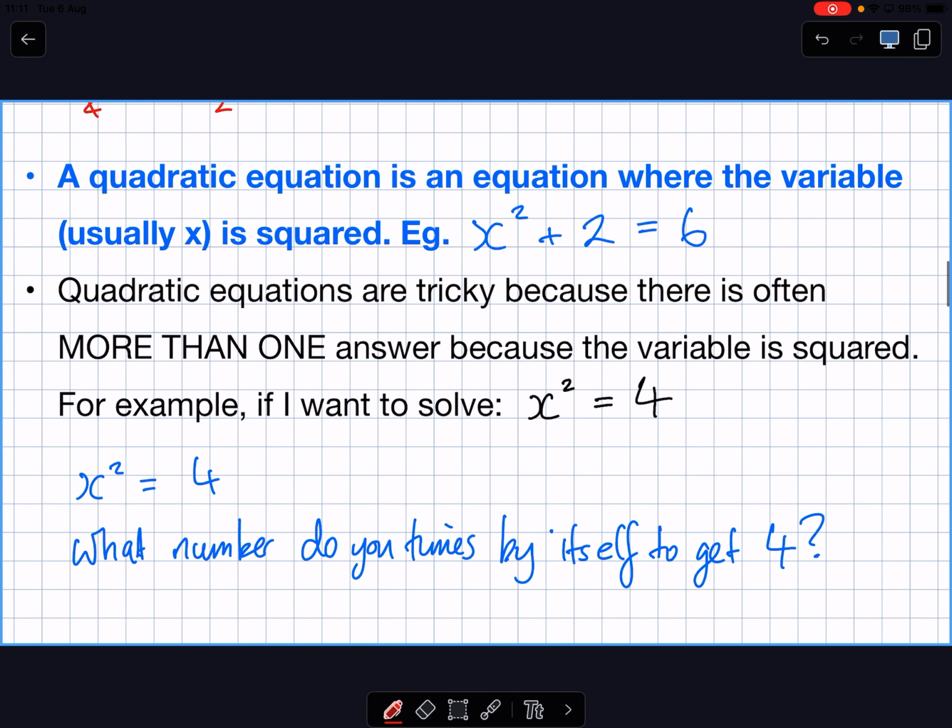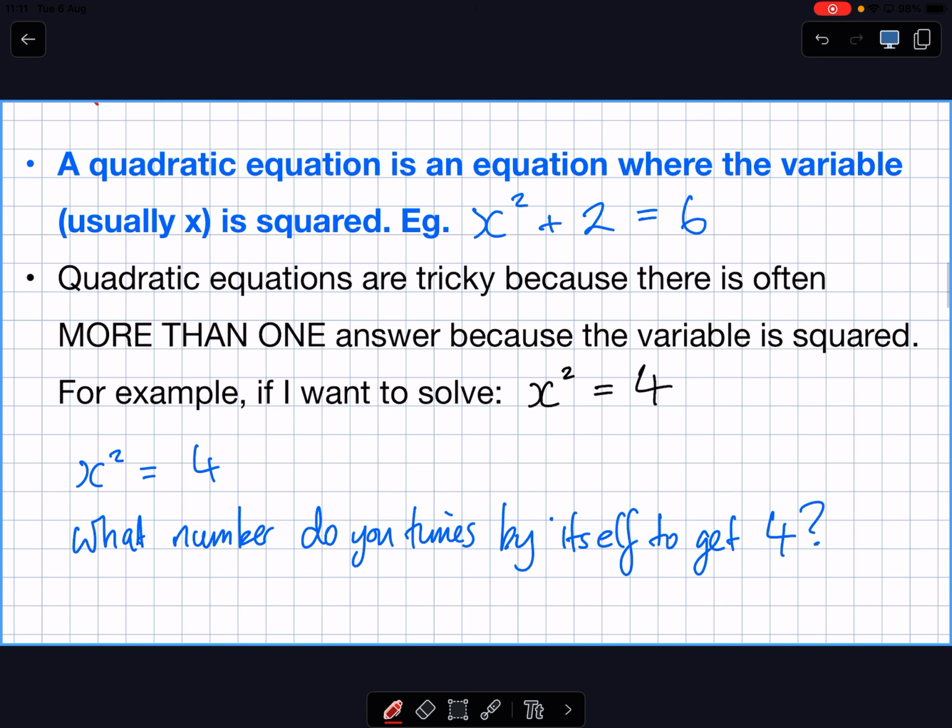This is what's new. A quadratic equation is an equation where the variable, we usually use x, is squared. So, for example, x squared plus 2 is equal to 6. So just get that down so that you're aware of what we're talking about as a quadratic equation. It's quadratic if you see x and it's squared.